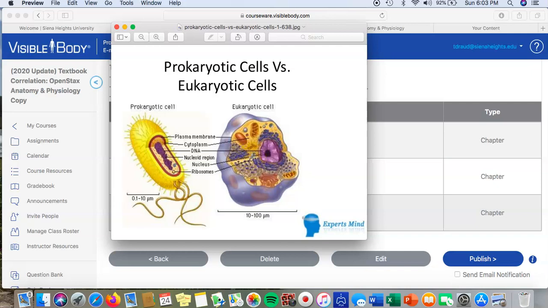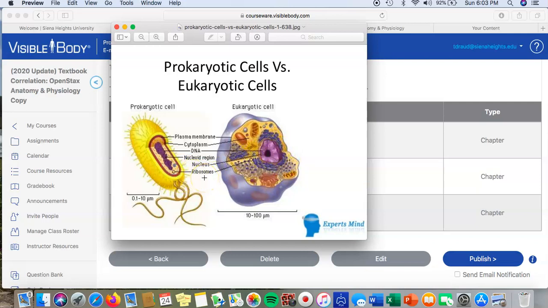The first major difference is that eukaryotic cells have a nucleus, which contains the DNA, whereas prokaryotic cells do not have a nucleus. They just have a place in the middle of the cell that contains the DNA that we call the nucleoid region, but it doesn't have its own membrane, whereas a nucleus has its own membrane. We'll talk more about what a nucleus is in another lecture, but they both have ribosomes.